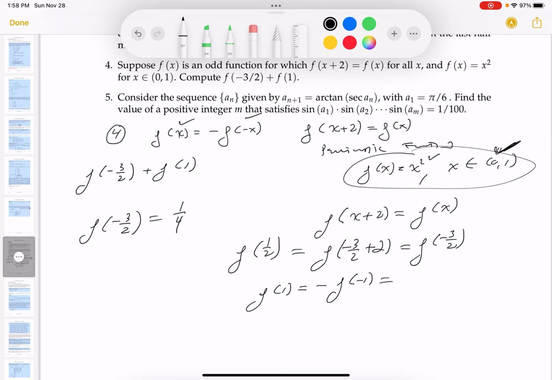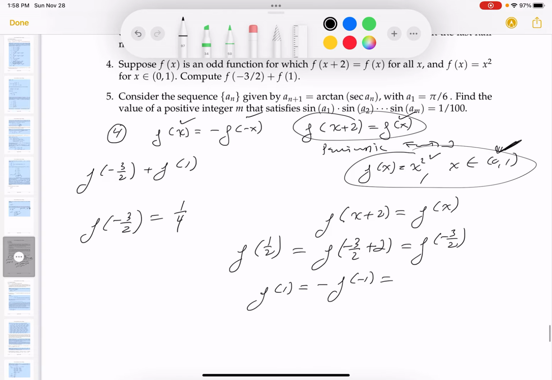And then I could use this. And what's that going to be equal to? Well, let's write that down. So f of minus 1, I'm looking at this over here, would be the same thing as f of minus 1 plus 2, which is 1, right? So what does this tell me? I got to be really careful here. It tells me f of minus 1 is equal to f of 1.